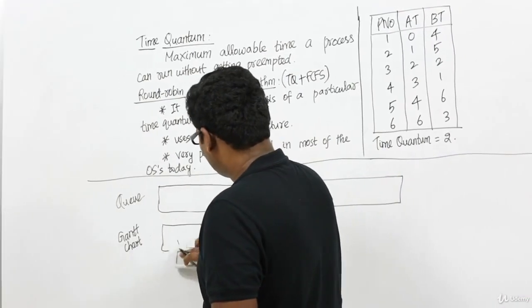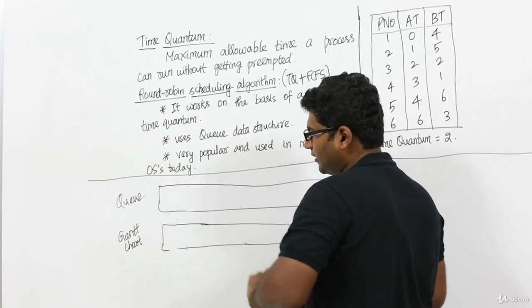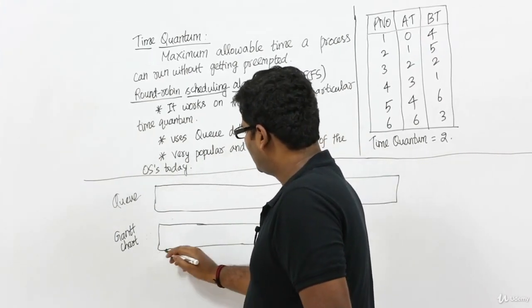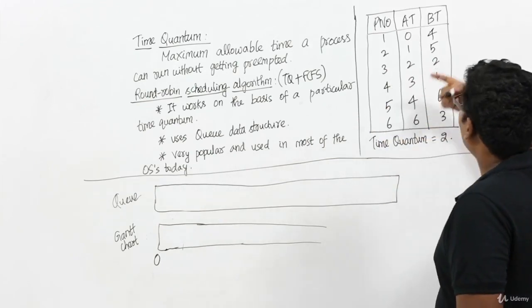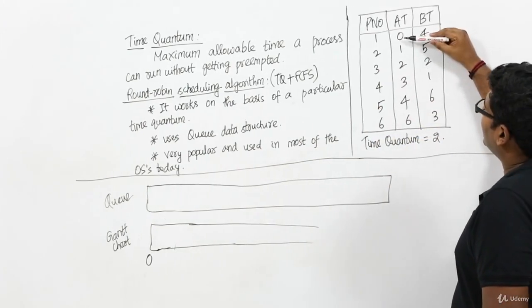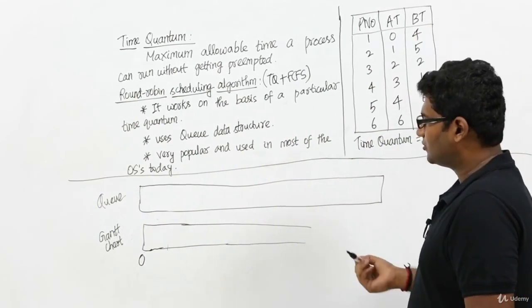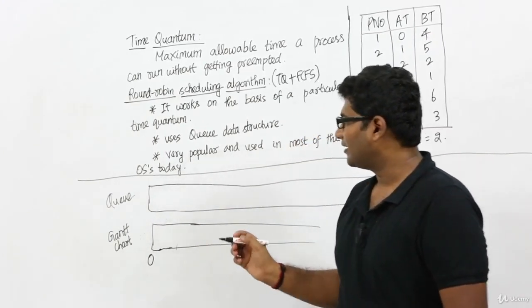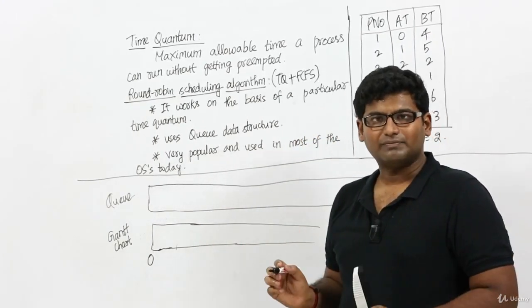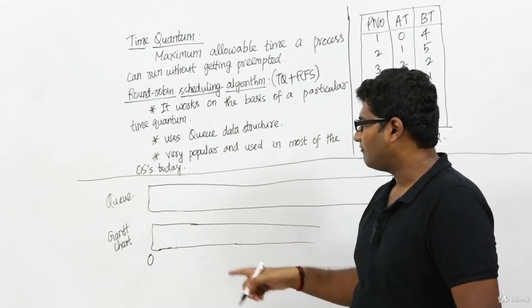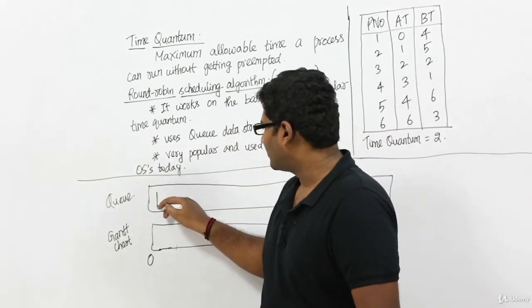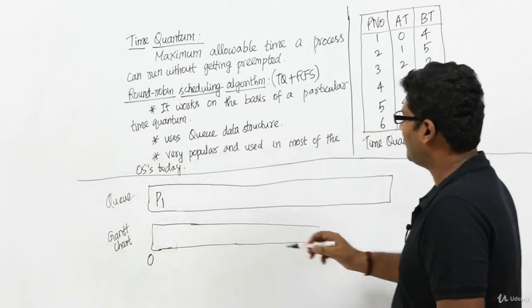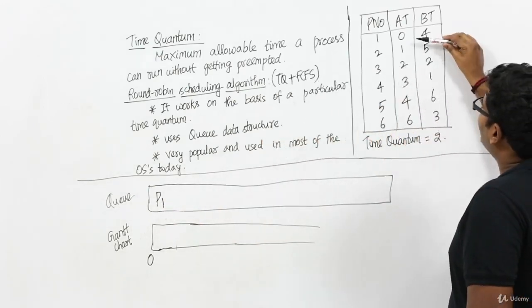This is a queue and this is a Gantt chart. Don't get confused. We are starting our Gantt chart at time unit 0 as usual. Now at time unit 0, the only process which has arrived to the RAM is P1. So no other way. Any process which has come to the RAM, we will place inside the queue. So I have placed process P1. Only P1 has come at time unit 0.